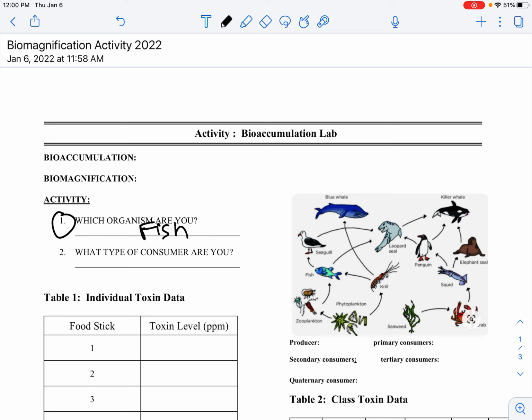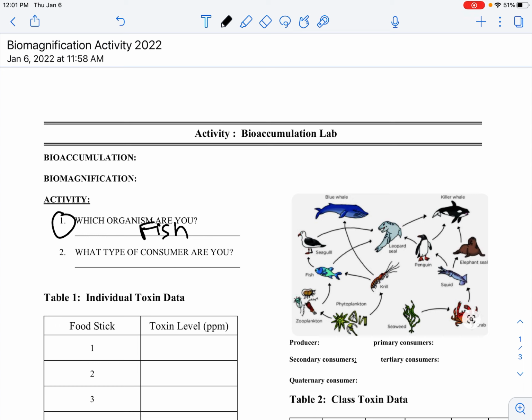If, Brian, yours says blue, you are a secondary consumer. If it says you eat blue and red, you are a tertiary consumer. Josie, what does yours say? What color does it say? Red. Only red. If you eat only red, you are a quaternary consumer. So go ahead and write down what type of consumer you are.